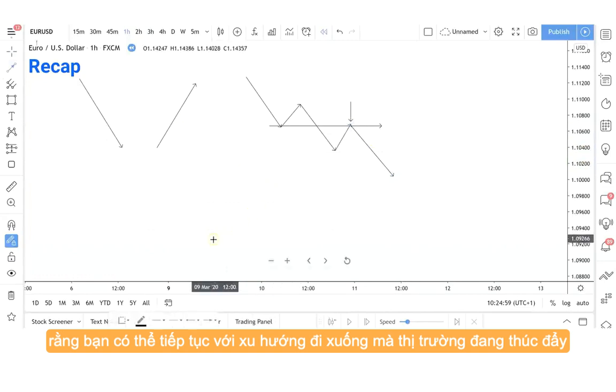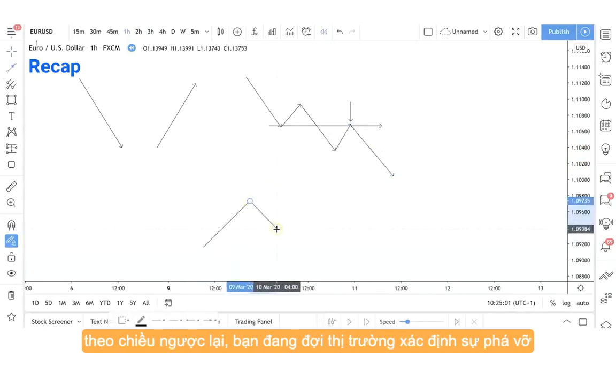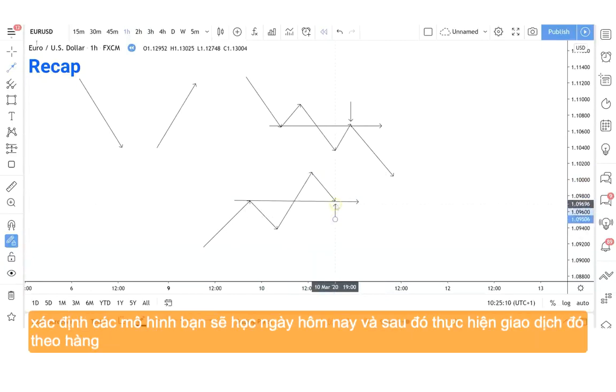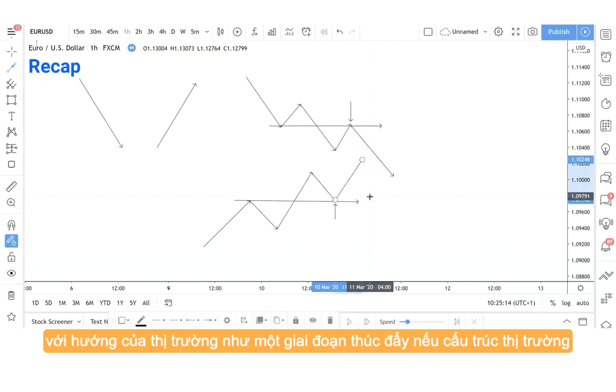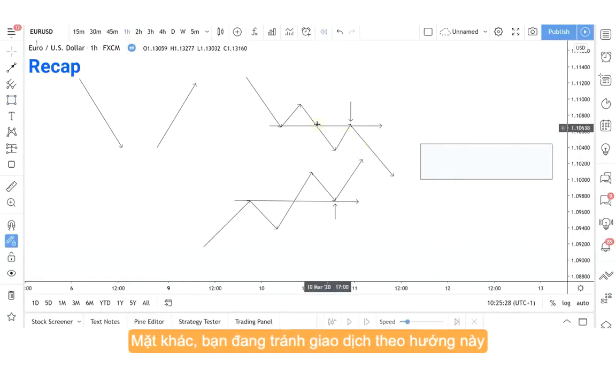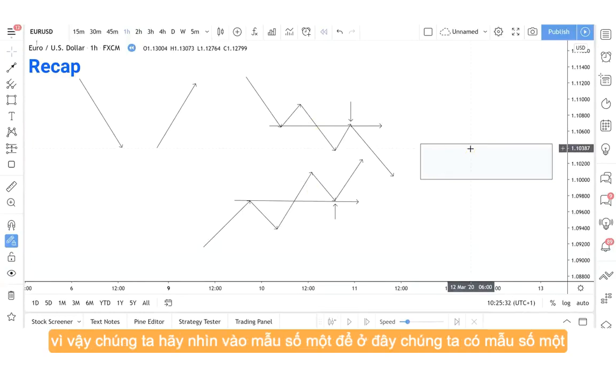If the market is pushing to the upside, you are waiting for the market to identify a break of the previous structure, a retest of that structure in an exhaustion phase, identifying the patterns you would learn today, and then taking that trade in line with the direction of the market as a push phase. If the market structure is moving sideways and not illustrating any clear directional bias to the downside or upside, you are avoiding taking trades in this direction. So let's take a look at pattern number one.